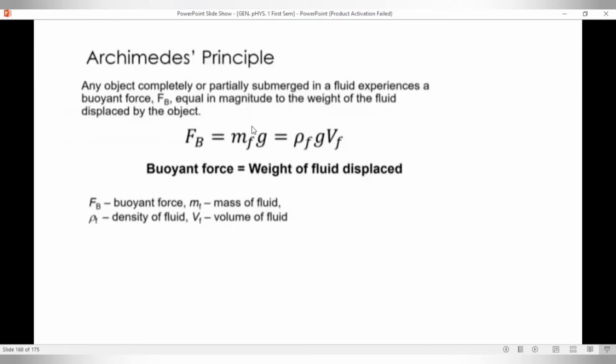Since we cannot probably measure the mass of the fluid, we simply use the density of the fluid. Yung mass po dito is equal to density times volume. Diba yung mass? From the expression of density, kukunin po natin itong formula ng mass. So that is, kung mass ang hinahanap natin, density times volume. Therefore, by substitution, we have now density of the fluid times the volume of the fluid times acceleration due to gravity. So that is buoyant force, which is, according to Archimedes, equal to the weight of the displaced fluid.